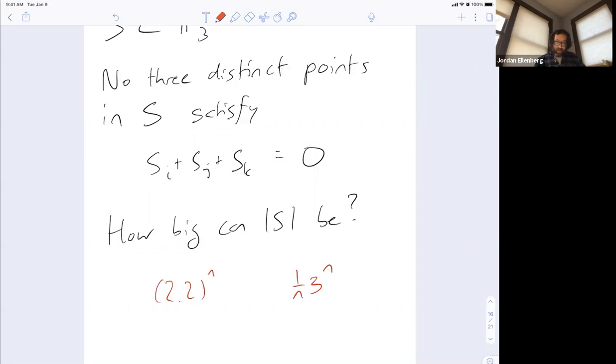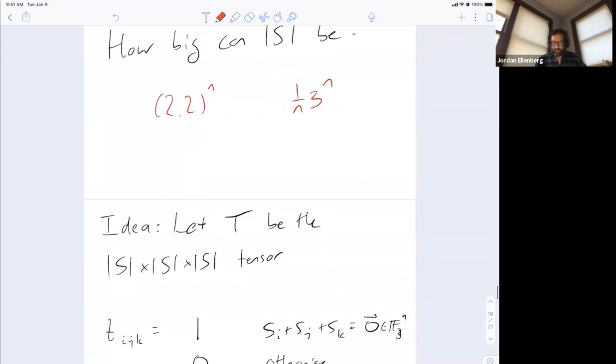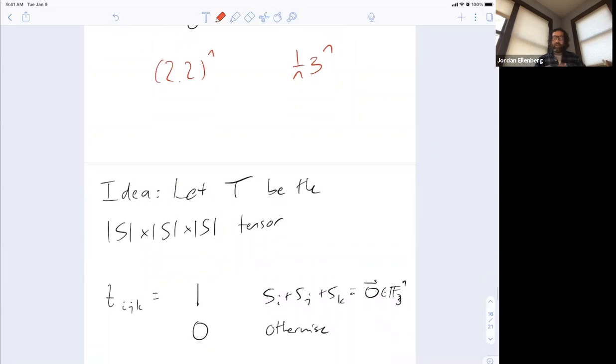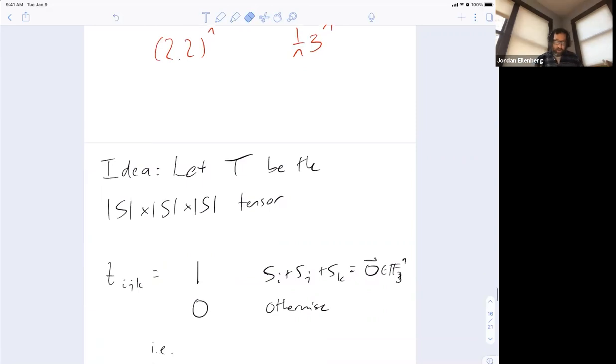So I'll tell you how Dion Gijswijk and I, following an idea of Croot, Lev, and Pach, were able to get a much better upper bound that was an exponential, something smaller than 3. The idea is the following. You make a tri-tensor, where quite simply you have some big subset of your space over F3, and you have a tensor. So this is just like we did with our endpoints in Euclidean distance.